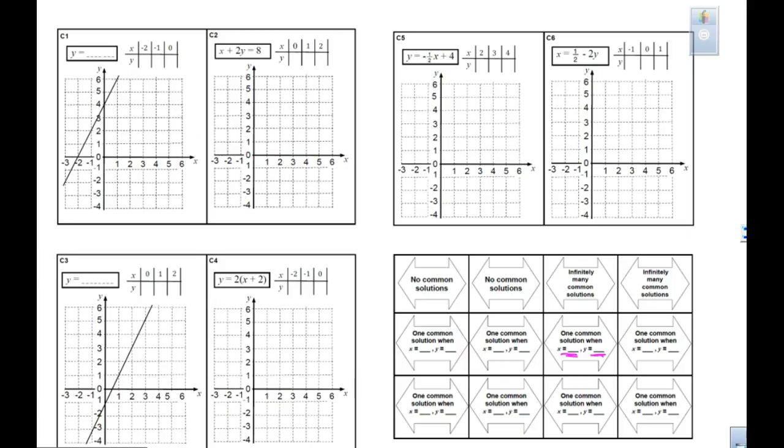So you'll notice in these cards, no common solution, infinitely many, and then there's a bunch that you're going to get that have solutions. So what I want you to do right now is to move with your partner.